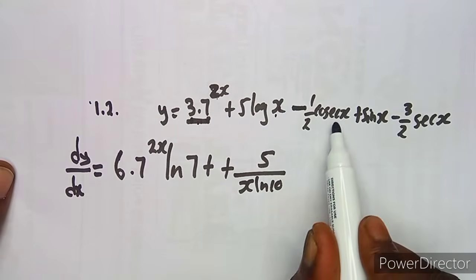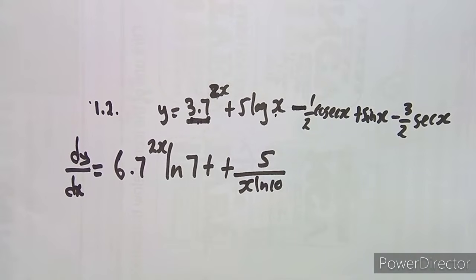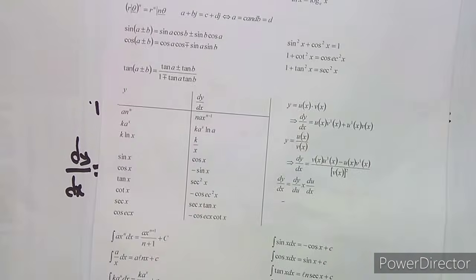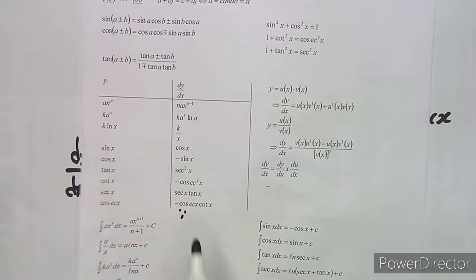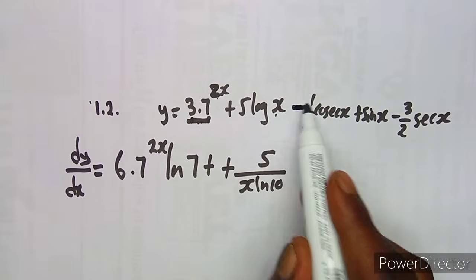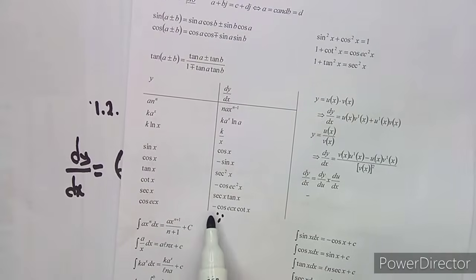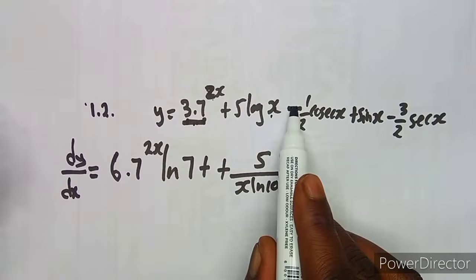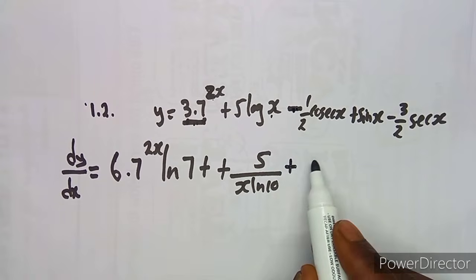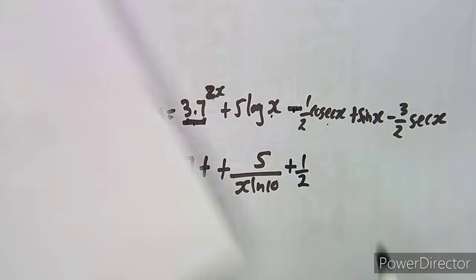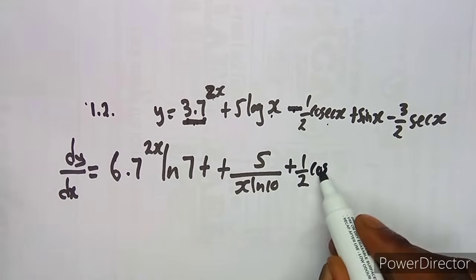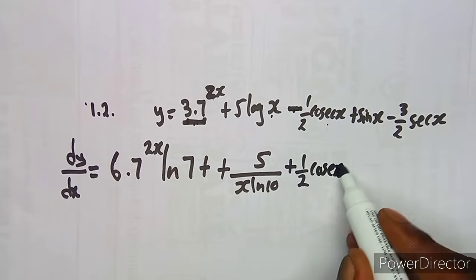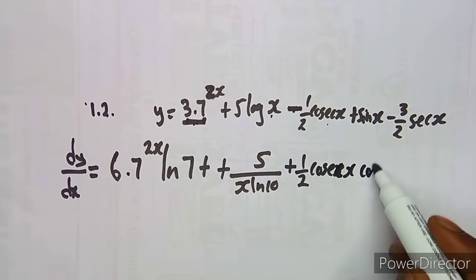We move on. We've got cosec. Okay, the derivative of cosec, you also have it here. Cosec is going to give us minus cosec x cot x. So take note, it's minus there, but we already have a minus. So this minus on the formula here, and this minus is going to give us a plus. So it's going to be plus half. Remember, cosec gives us cosec and cot. So it's going to be cosec x, that's cosec x here, cot x.